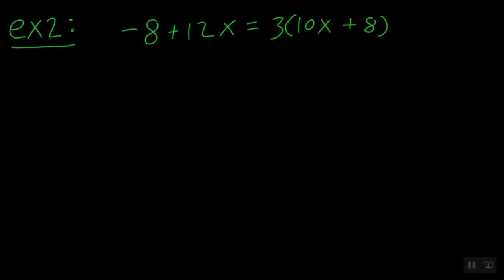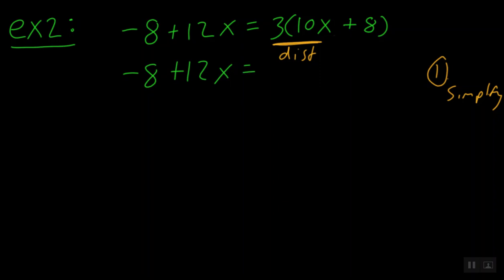All right, here we have example number 2. Let's go ahead and abbreviate these things. What's my first question? Can I simplify? Can I simplify the left or the right? And we see that our distribution will actually take place on the right-hand side. So we have negative 8 plus 12x is equal to, and let's keep this color consistent, 3 times 10x is 30x, and 3 times 8 is 24.